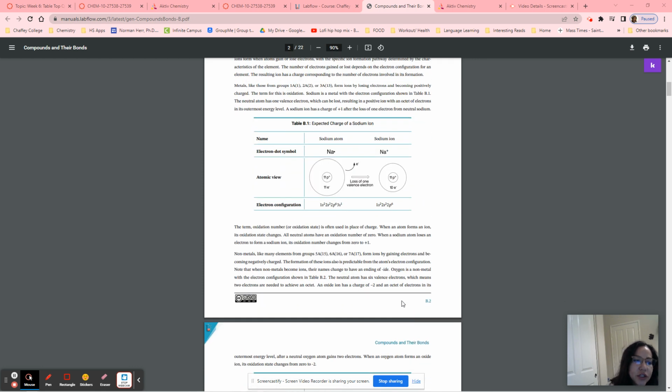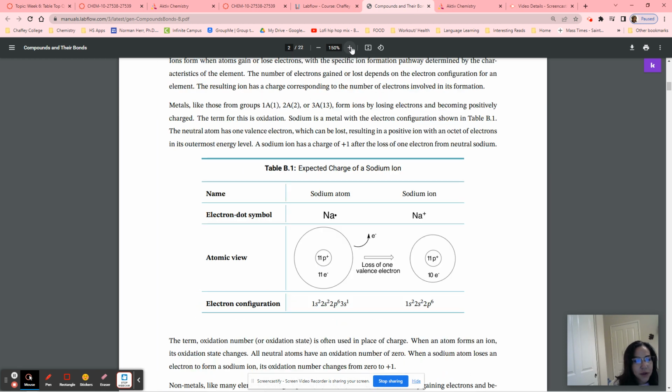So the first part is introductions to what is an ion, which we went over. An ion is basically an atom that has lost or gained an electron. So here in our example, right here, we could see the sodium atom. Sodium has one valence electron in its outer shell, and sodium is a metal. Metals tend to lose electrons, okay? So metals tend to lose their electrons.